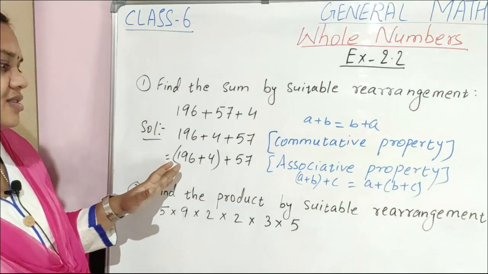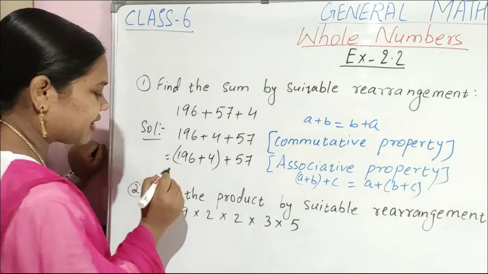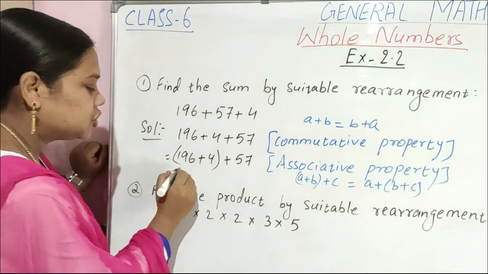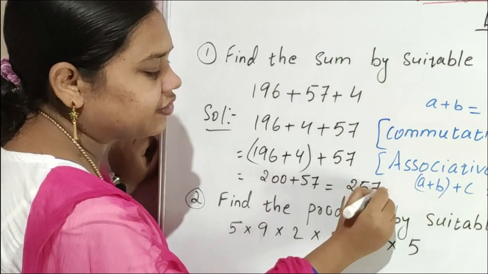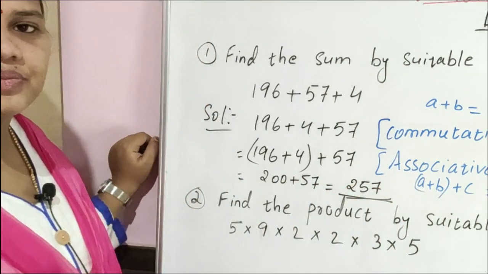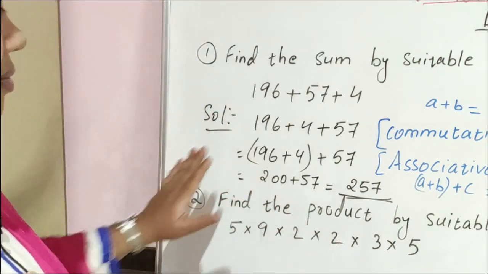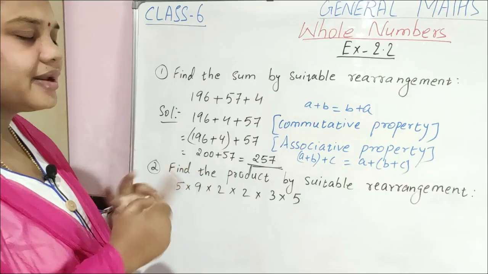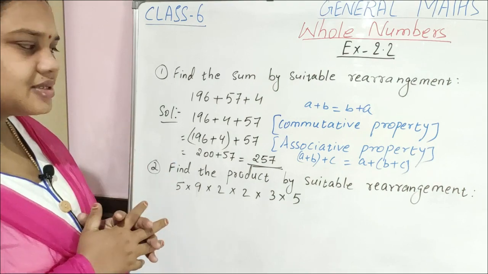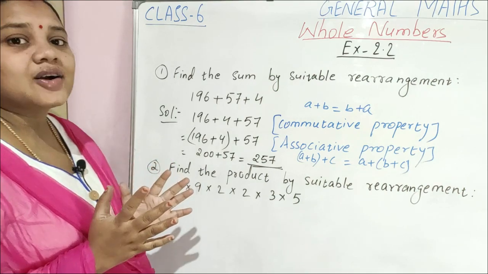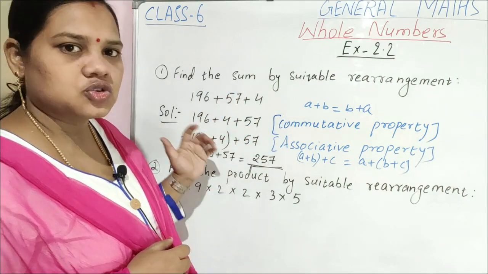196 plus 4 plus 57. 196 plus 4 we can find easily: 200. 200 plus 57 is equal to 257. 257 is your sum. So what we did here, children, is rearrange the numbers and use the property to find the sum in a very easy manner. Here we used the combination of the commutative property and the associative property to solve the sum.